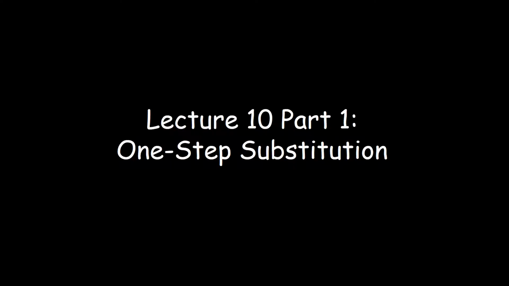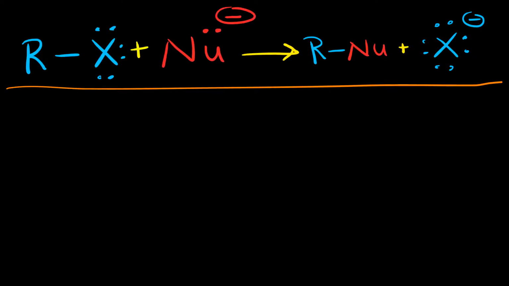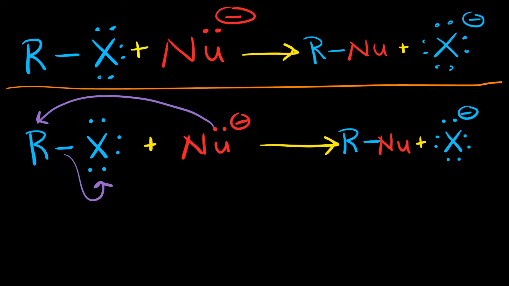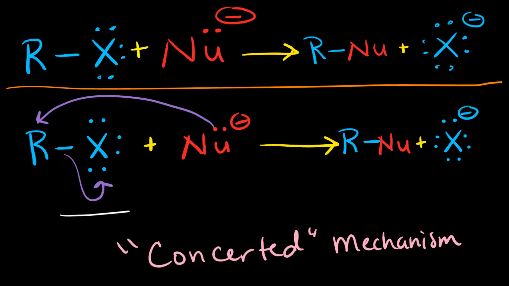We're now going to begin our discussion of the one-step substitution reaction mechanism. So here's the overall reaction once again, but we talked about the fact that it's possible that the nucleophile could attack the electrophile and the leaving group leave at the same time. So in other words, bond breaking and bond formation occur simultaneously, and so this is what's called a concerted mechanism.